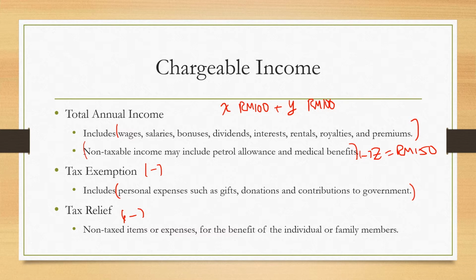Now, again, the question will tell you total annual income, tax exemption, and tax relief. You need to be aware, it won't be that direct. Just be aware of it. Okay, now moving on.